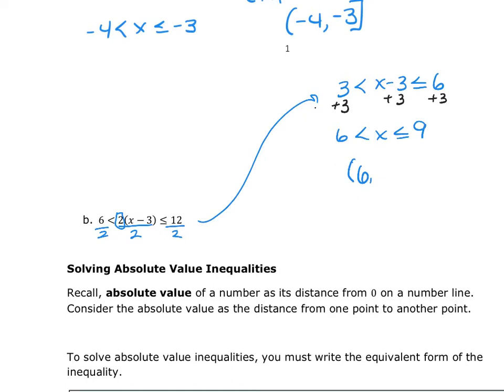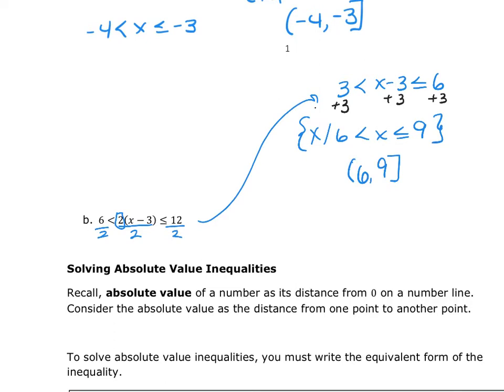Now, once I've divided by a positive 2, which means my inequality doesn't change, I'm going to add 3 everywhere because I really want to isolate that x. And so I end up with 6 with a parenthesis to 9 with a bracket. And then with my interval notation, I'm going to be lazy here and just do this. Because I can. I like interval notation because it allows me to be a little lazier.